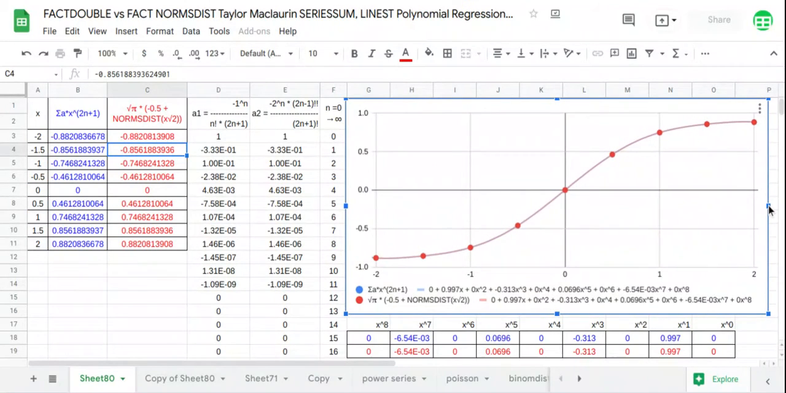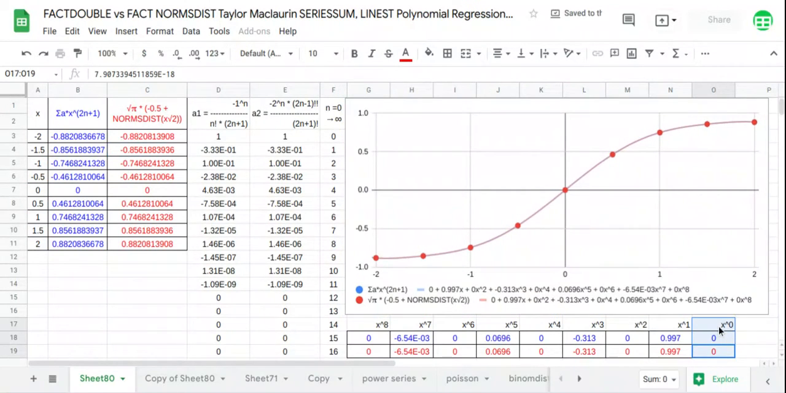So we will compare the polynomial regression curve, starting with the coefficient of x to the 0, 0. Coefficient of x, 0.997. Coefficient of x squared, 0. Coefficient of x cubed, minus 0.313. Coefficient of x to the fourth, 0. Coefficient of x to the fifth, positive 0.0696. Coefficient of x to the sixth, 0. Coefficient of x to the seventh, minus 6.54 times 10 to the minus 3. Coefficient of x to the eighth, 0. That's because we're using the double factorial.